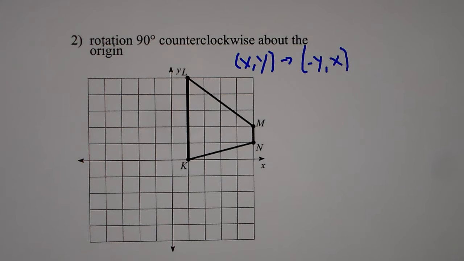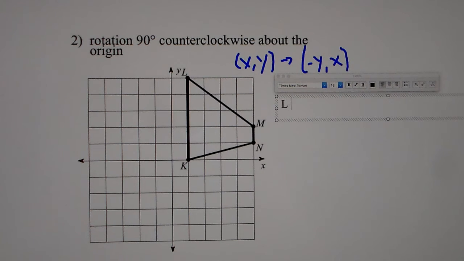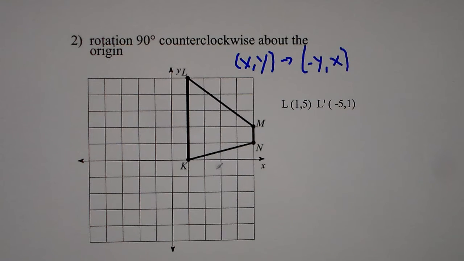I'm going to type things up here, make it a little bit prettier. So L is 1 to the right, 5 up. So L is (1, 5). So then L prime, when we flip-flop them, it becomes (negative 5, 1). So L prime, negative 5, positive 1. Right there is our L prime.